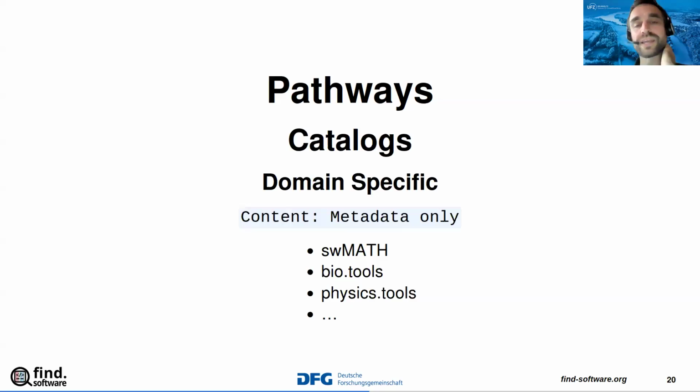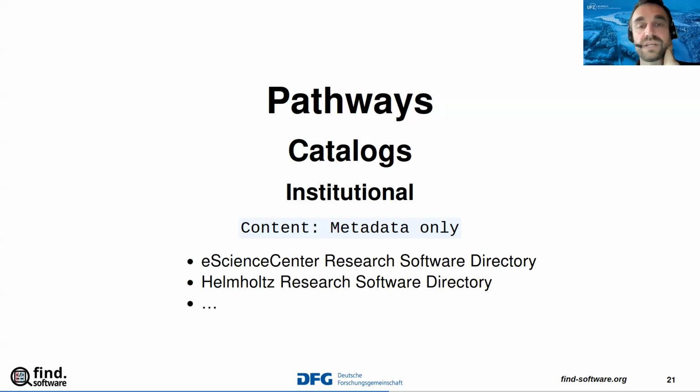Then we come to the catalogs. There are four different subcategories for catalogs, and the first one is the domain-specific catalogs, domain-specific in the scientific sense. So we have, for instance, swMATH, we have bio.tools, we have physics tools, and we could continue this list; pretty obvious domain-specific catalogs. Then we do have institutional catalogs. So there is, for instance, the eScience Center, which has the Research Software Directory. And we at Helmholtz also have a research software directory.